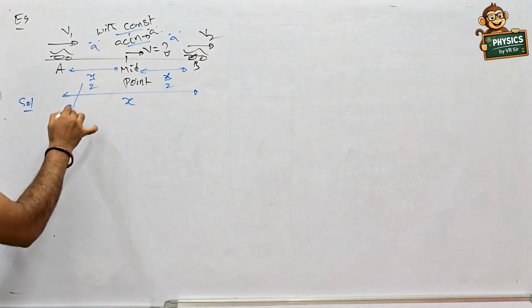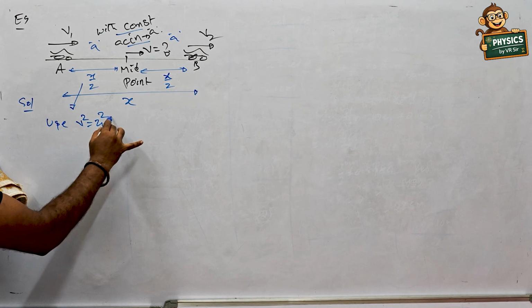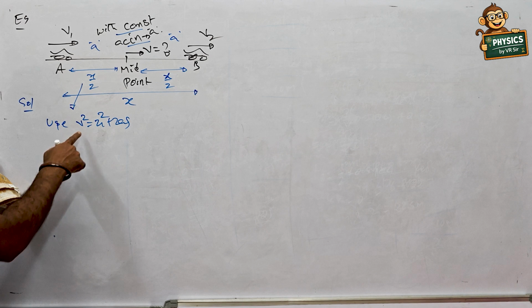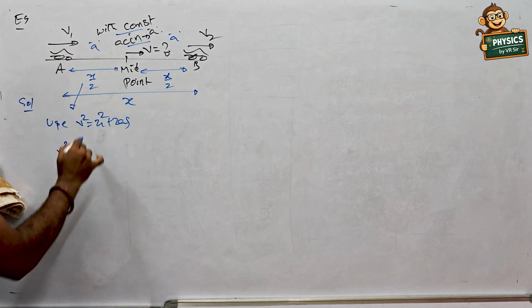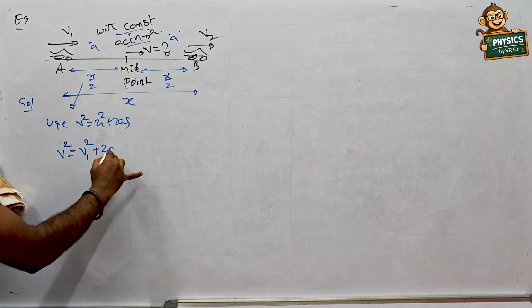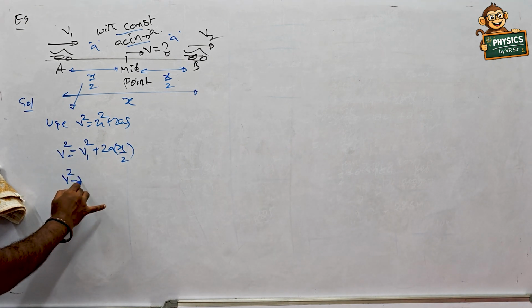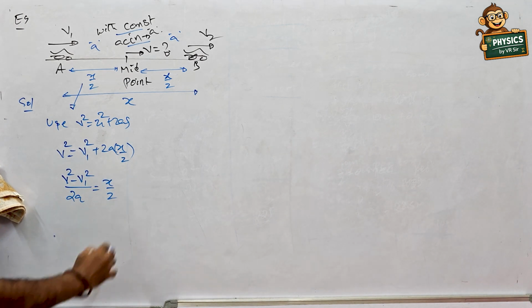Now for this part, if you use v square is equivalent to u square plus 2as. Look here, final velocity v: v square is equivalent to v1 square plus 2a times x by 2. So x by 2 is equal to v square minus v1 square by 2a.